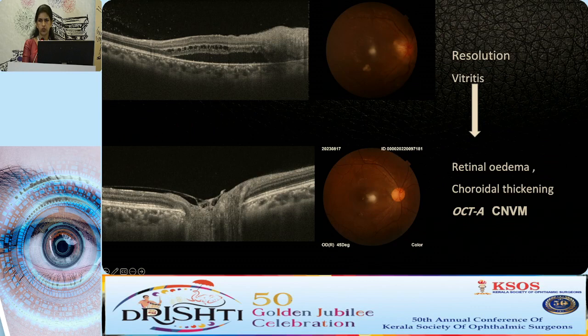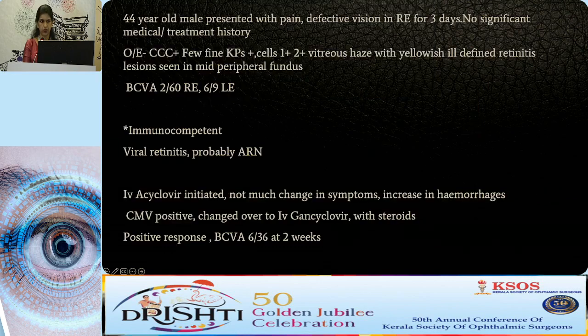So on resolution, first you get a resolution of the vitritis, and then the retinal edema and the choroidal thickening goes down. Then on the OCT angiography, you can detect CNVM if it develops in the chronic stage.